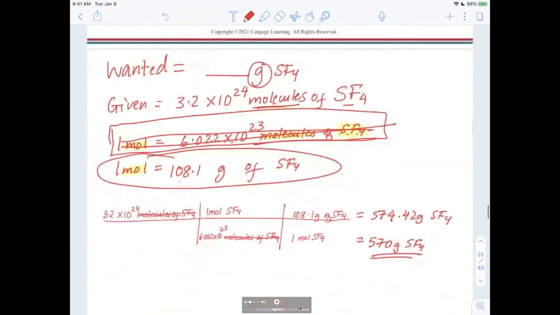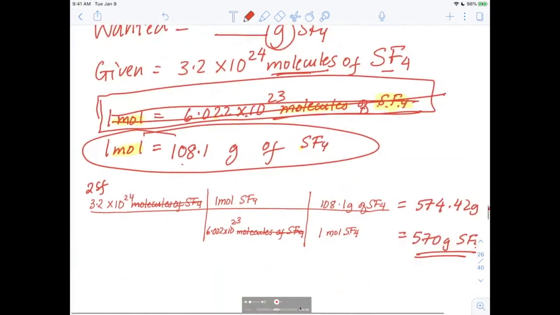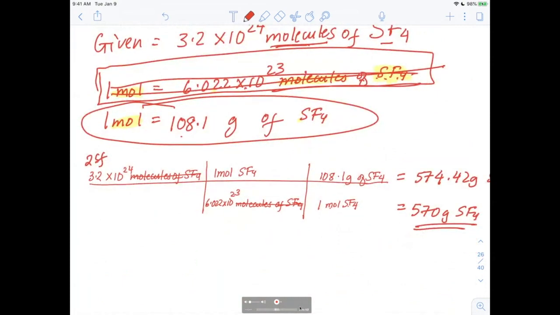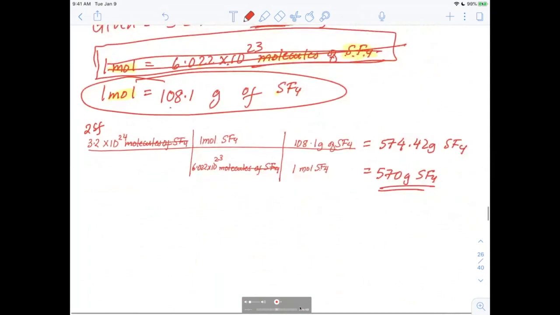It's 2 sig figs. It's been so long, right? But this is 2 sig figs. So our answers have to be rounded up or down to 2 sig figs. Okay.